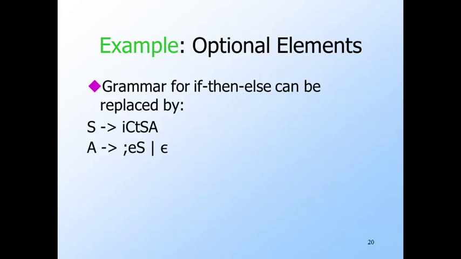Notice that A is a variable standing for an optional else clause. It can be replaced by a semicolon, an else, and another statement if we want to have the else clause there, or by epsilon if we just want an if-then statement with no else clause.